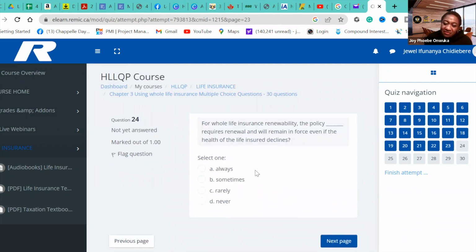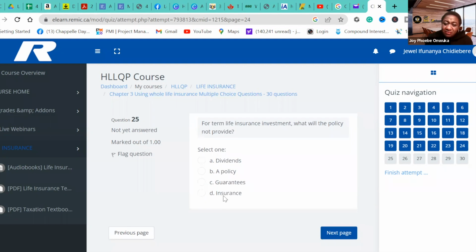24. For whole life insurance renewability, the policy requires renewal and will remain in force even if the health of the life insured declines. Sometimes, rarely, never. Whole life doesn't renew, right? Always, never, rarely, never. Whole life doesn't renew. But again, we'll see.